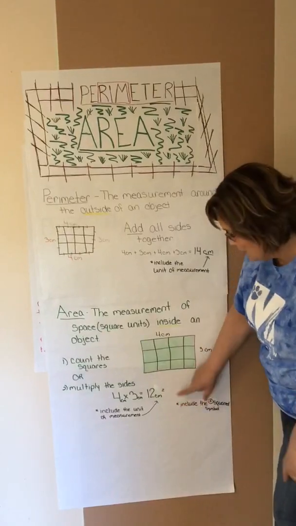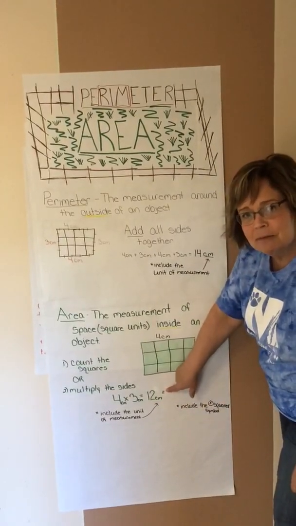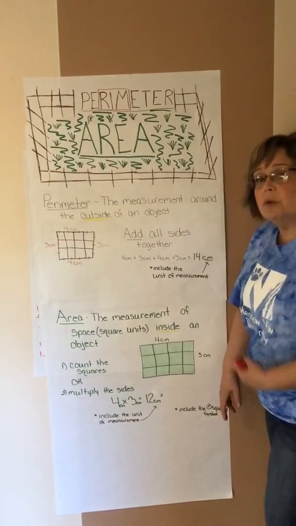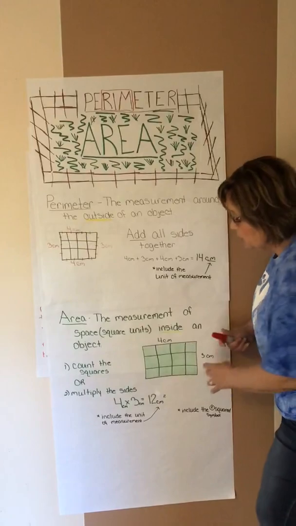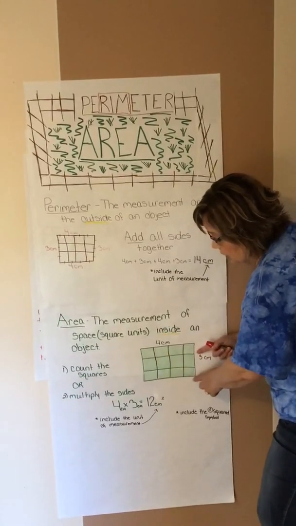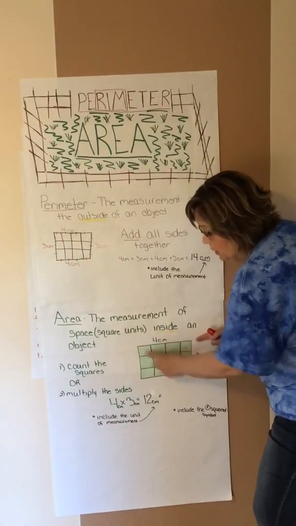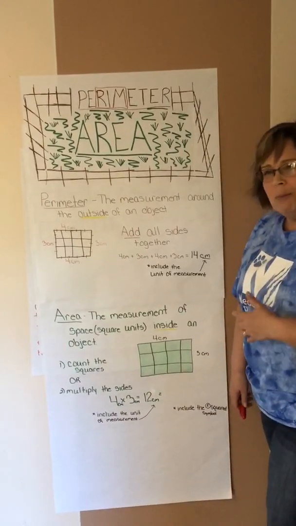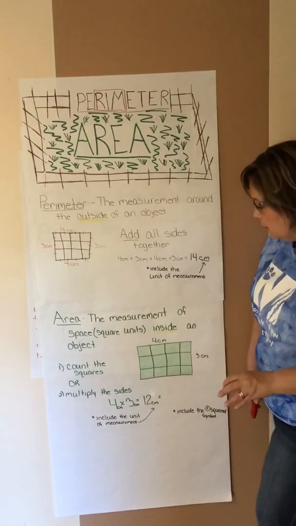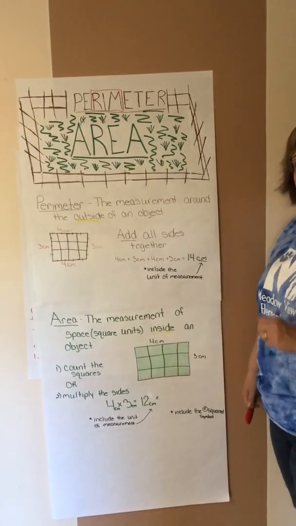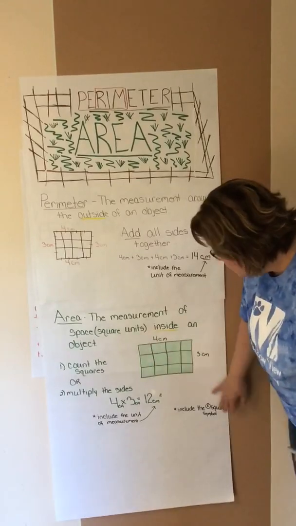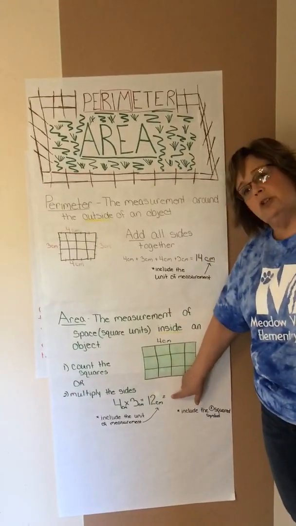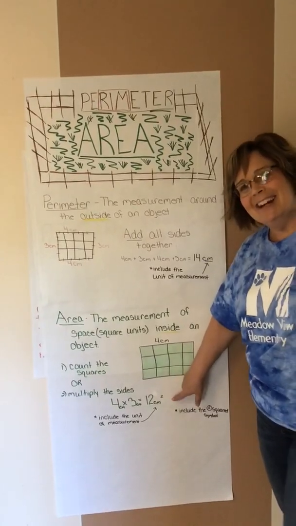If you'll notice, boys and girls, I have this little tiny 2 up here. That stands for the word squared. And the reason we do that is because we didn't just do 4 times 3. We had 2 4s and we had 2 3s. So you will learn later more about the word squared, but for right now, I want you to remember that when you're doing area, you not only have to include the unit of measurement, but you also have to include that little 2 that means square, okay? All right, we're going to practice.